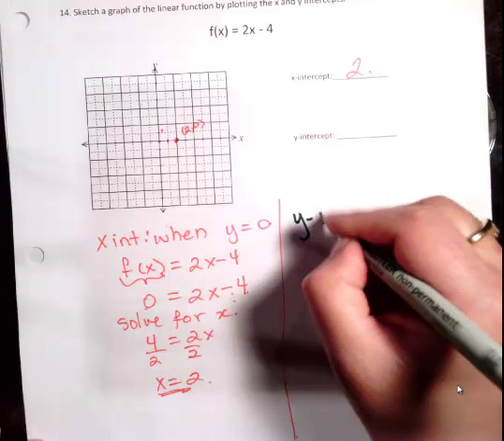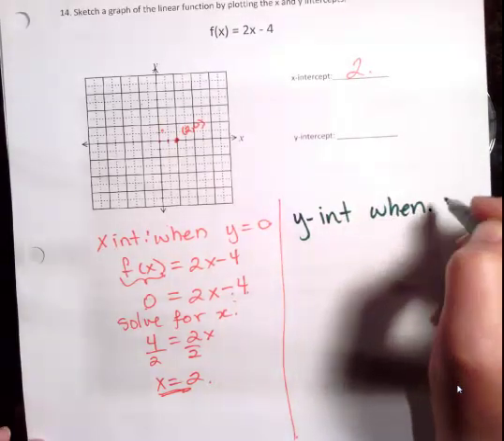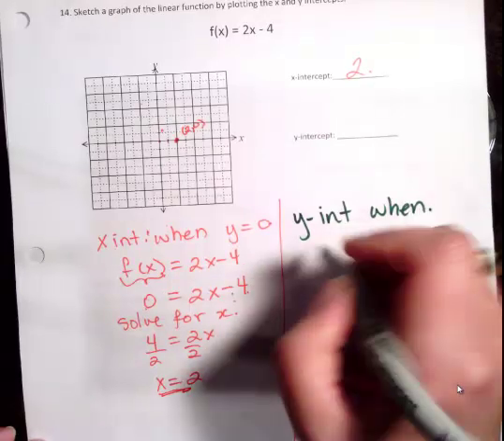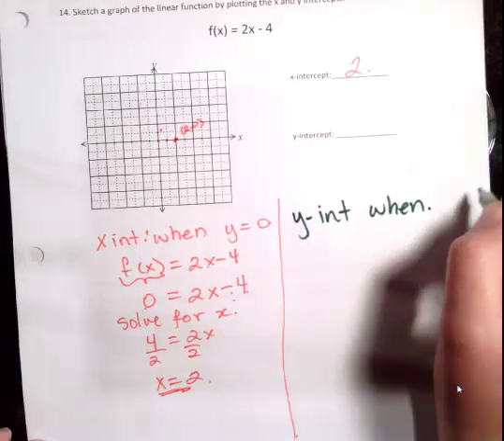Our y-intercept is when, hi Noah, can you be quiet please? Okay, so this is when, okay, I lost my train of thought here.